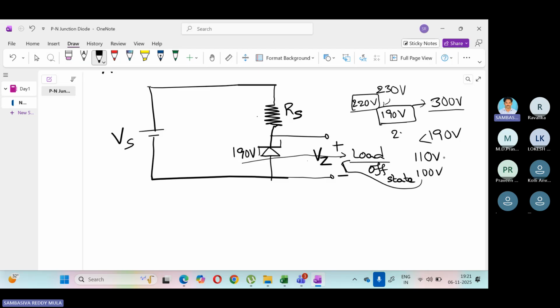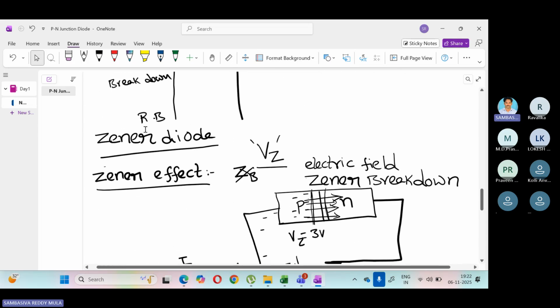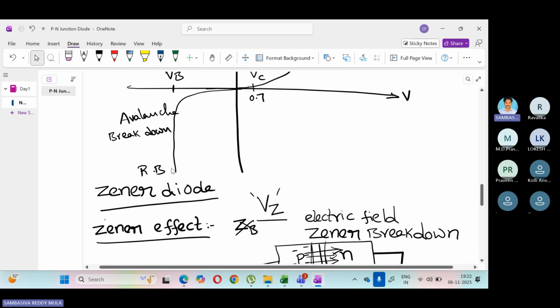Okay, when we connect with the voltage regulator or the stabilizer, the device will be protected by means of this Zener diode voltage regulator application. Okay, understood? So this is the voltage regulator and Zener effect.